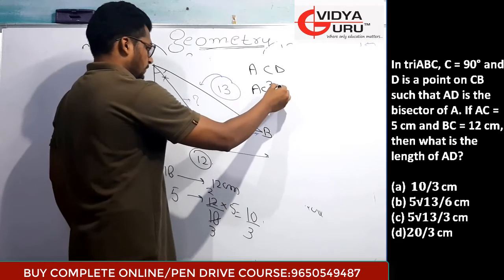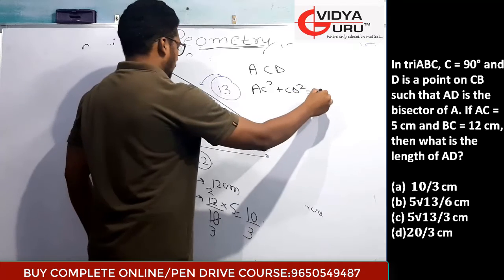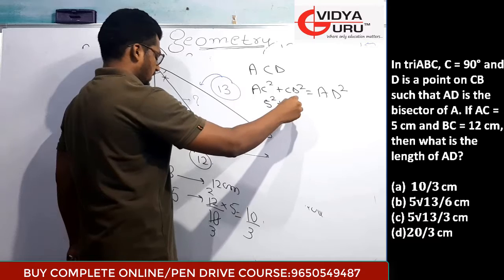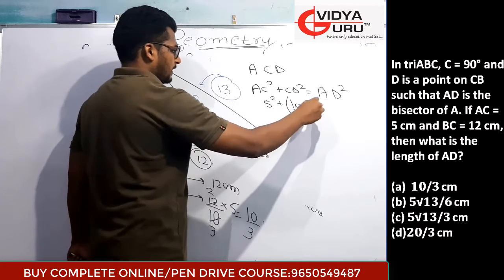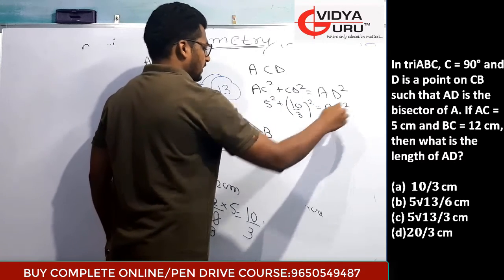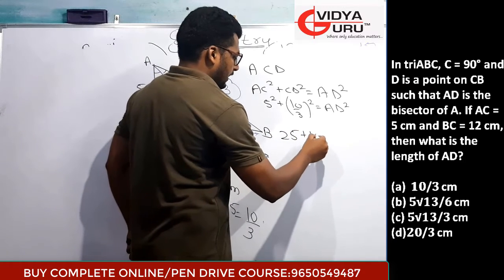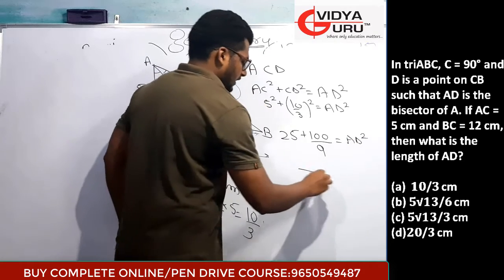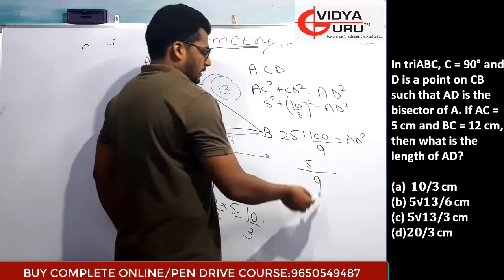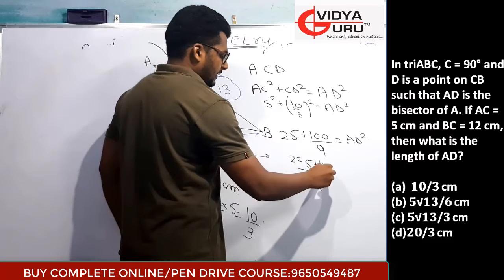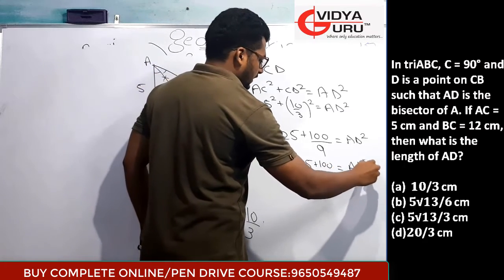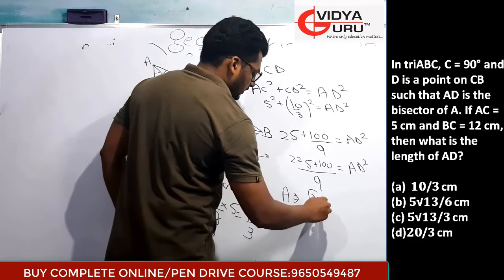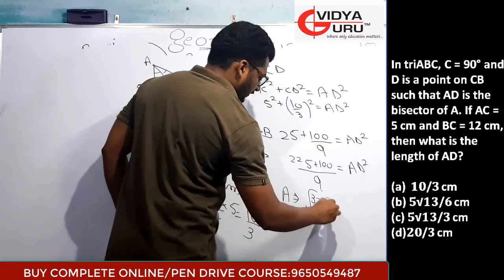Now I can easily find AD by applying Pythagoras theorem in triangle ACD. AC square plus CD square will be equal to AD square. What is AC square? 5 square plus 10 by 3 square is equal to AD square. 5 square is 25, and this will be 100 by 9 equal to AD square. I take LCM, this will be equal to 9 into 25 is 225, plus 100 will be equal to AD square. AD will be equal to what? Root 325 by 9.